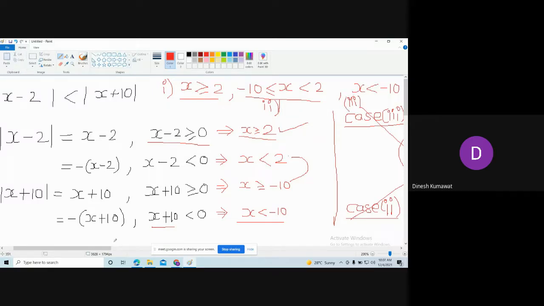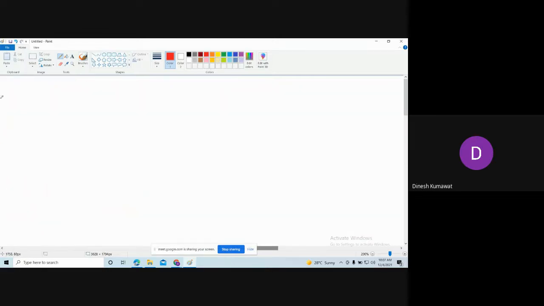So in the first case, assume x is bigger than or equal to 2. So what can we say about then x minus 2? See, we are in this situation, and I am saying x is bigger than or equal to 2. This means what? What can I say about this modulus then? Positive. This is positive. So here I am going to write x minus 2.